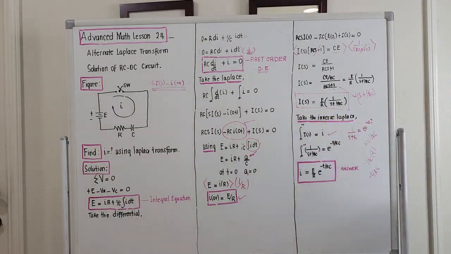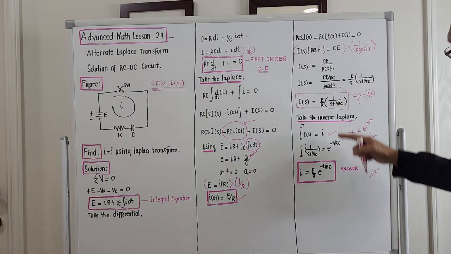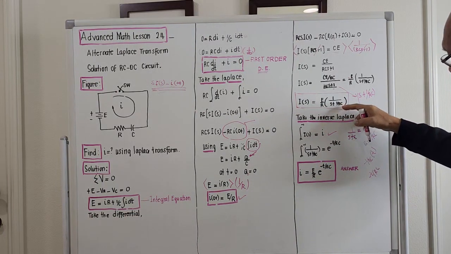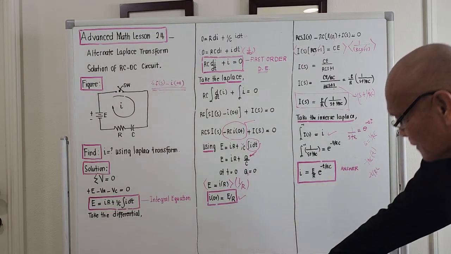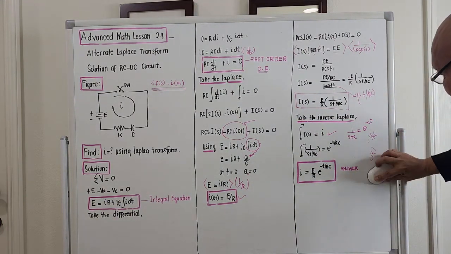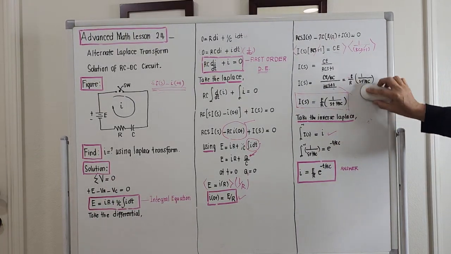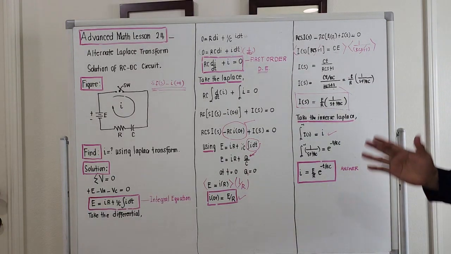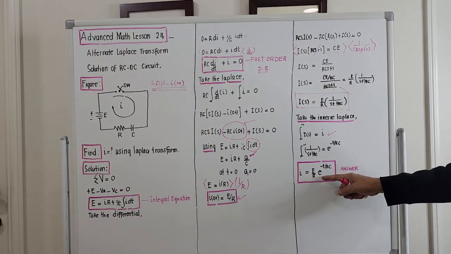Therefore, the final solution, current as a function of time, small i, the one we are looking for, should now be equal to, I'll just follow this, E over R. The inverse Laplace of this will be E raised to minus t over RC. That's it. Same as the previous lesson number 23. The current as a function of time for an RC DC circuit is actually E over R, E raised to minus t over RC.